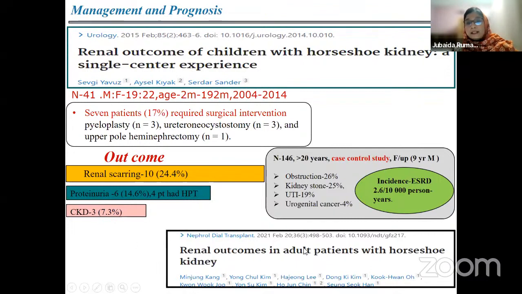And in the adult study, they took 146 patients with horseshoe kidney, mostly more than 20 years of age. It's a case-control study followed for 9 years. They found that the chances of obstruction, kidney stone, UTI, and urogenital cancer are higher in the horseshoe-shaped group. And the incidence of end-stage renal disease is 2.6 per 10,000 per year, which is slightly higher than in the non-horseshoe-shaped kidney group.